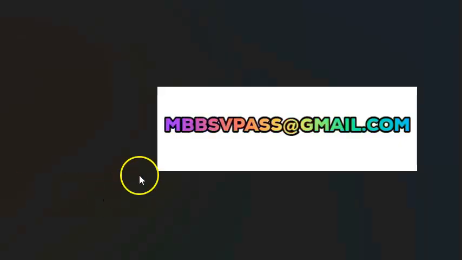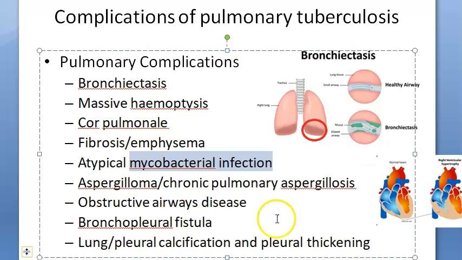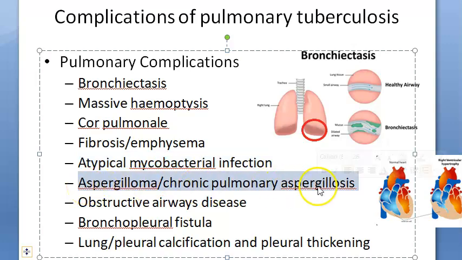This information has been taken from the Davidson textbook, so you can trust it. Atypical mycobacterial infection, other bacterial infection, basically they are saying added to this existing infection. Then fungus will come and attack. Aspergilloma can happen, chronic pulmonary aspergillosis. So that is again a fungal problem.